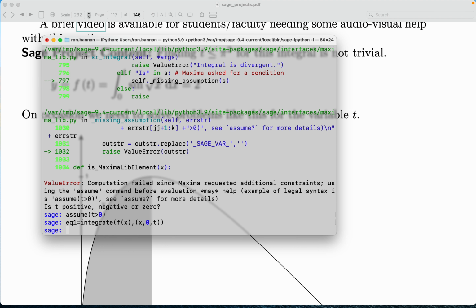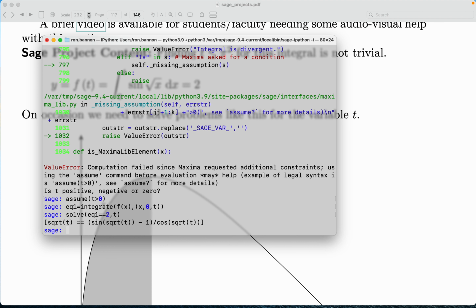Wow. I took their hint. All right. Now I'm going to say solve. I don't know if it's going to work, by the way. I want to solve equation 1, EQ1, and I want to know when is that equal to 2. I'm making an equation out of it, and I want to solve it for t. And let's see what happens. It spits back an answer. It's basically saying, I can't do it.